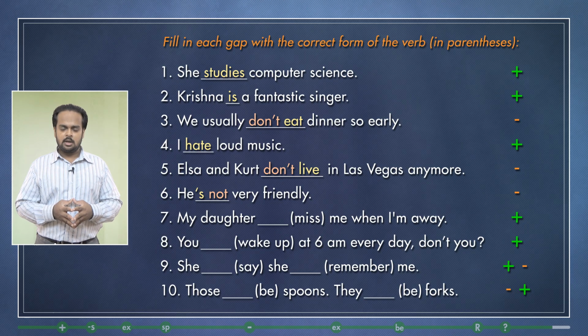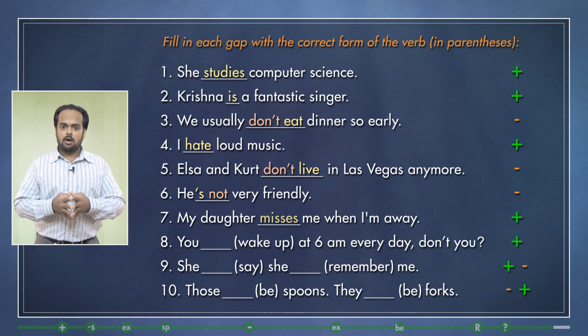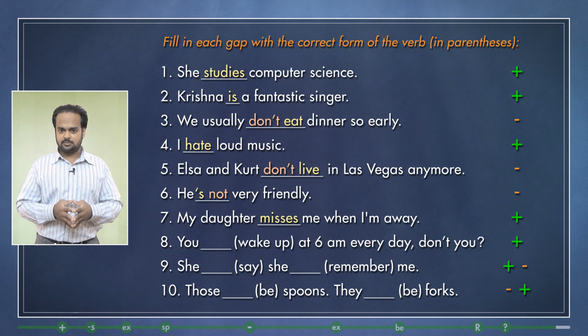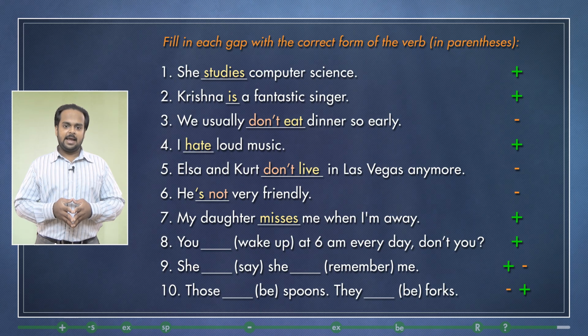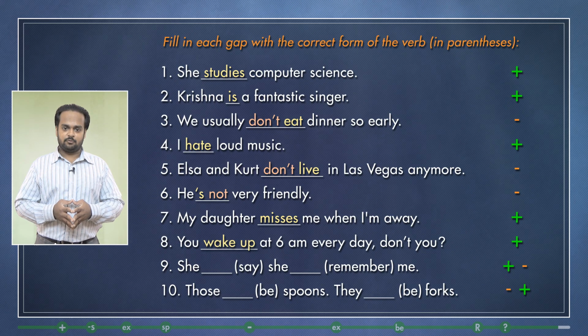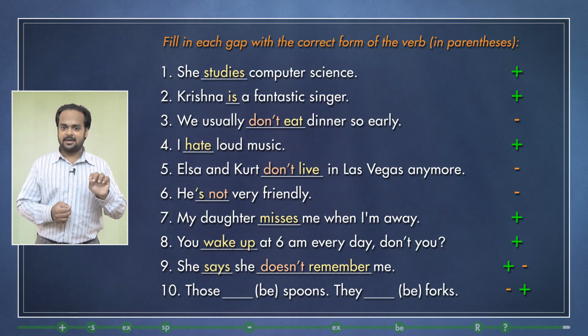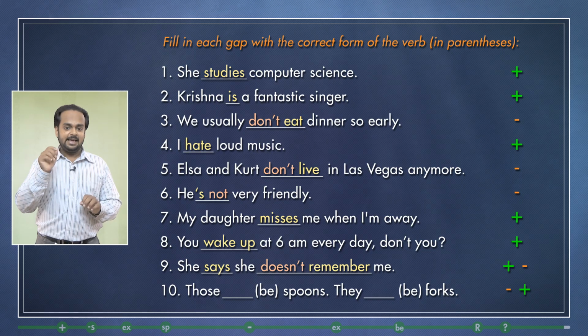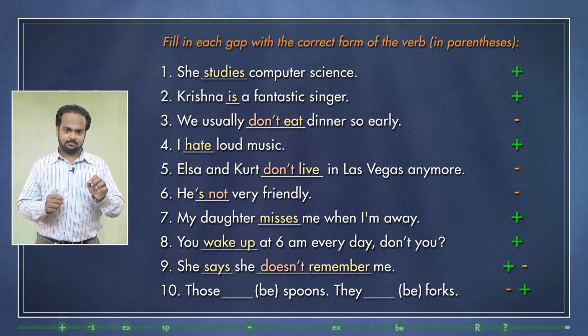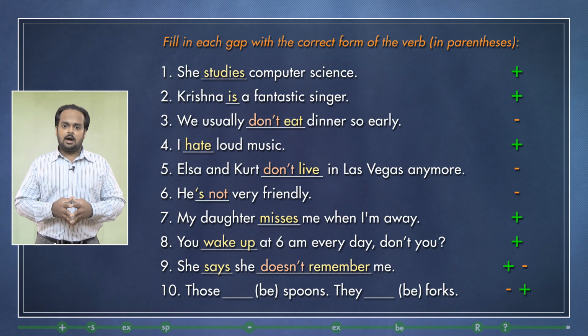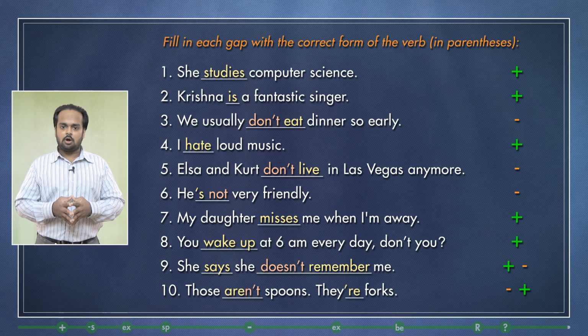Both are okay. Number 7 should be, my daughter misses me when I'm away. Misses is spelled with ES, remember. Number 8, you wake up at 6 a.m. every day, don't you? In number 9, there are 2 gaps. She says she doesn't remember me. It's a common mistake to say she say. Don't make that mistake. It's he says, she says. And finally, in number 10, again, 2 gaps. Those aren't spoons, they're forks.